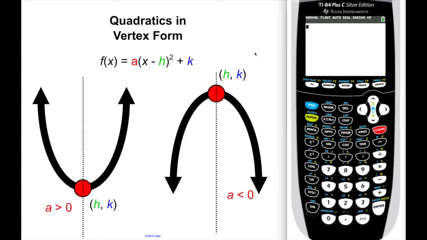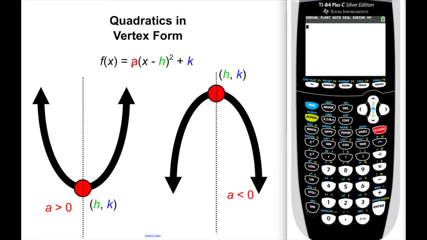This is Mr. Murray coming to you with a little video on quadratics in vertex form. Today in class we discussed how we can have another form for a parabola that's defined in terms of the vertex. We saw the reemergence of h and k in this form. So vertex form looks like this: f of x, or whatever letter you decide to use to represent your function, is equal to a times (x minus h) squared plus k.